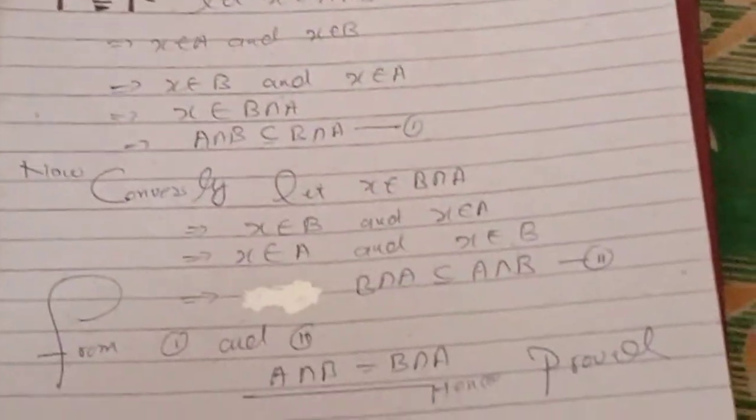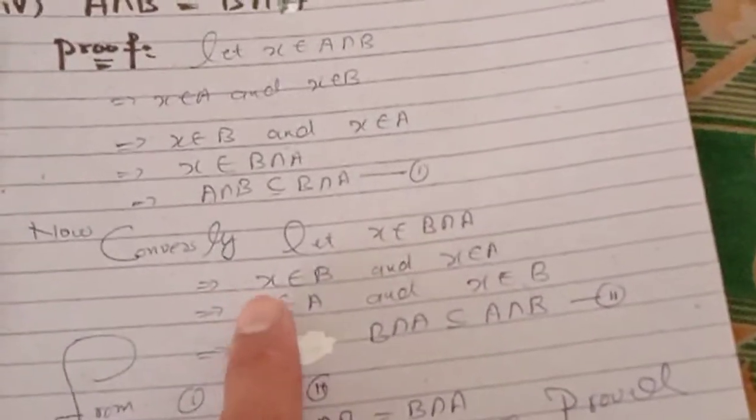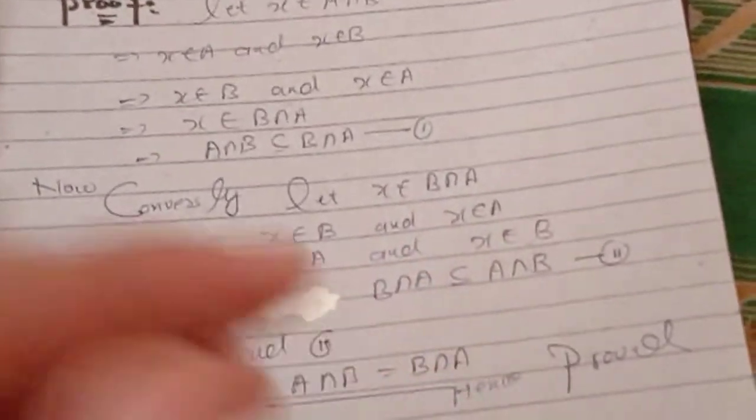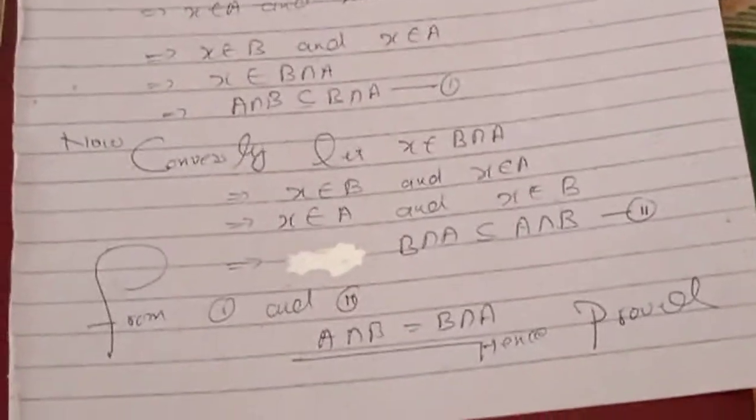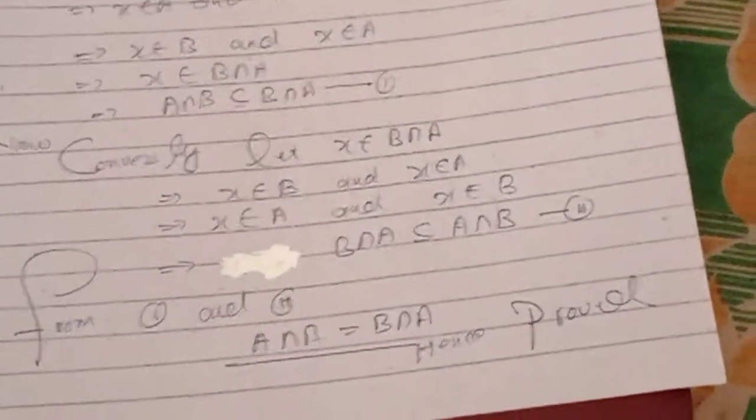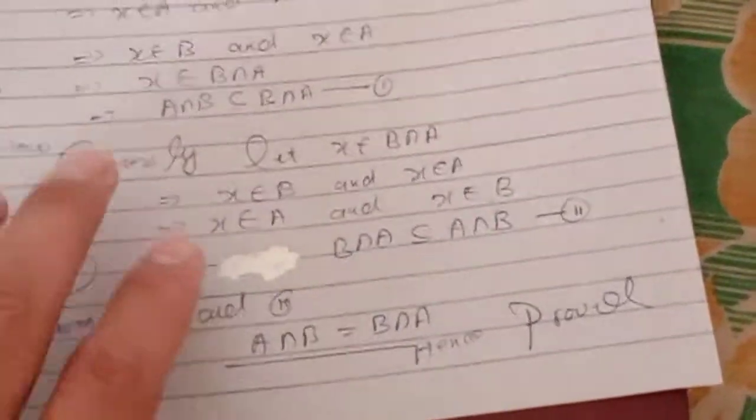Now conversely, let X belong to B intersection A. This implies that X belongs to B and X belongs to A. This implies that X belongs to A and X belongs to B. This implies that B intersection A is a subset of A intersection B. So we take an element in B intersection A and it returns in A intersection B. So from 1 and 2, A intersection B is equal to B intersection A.